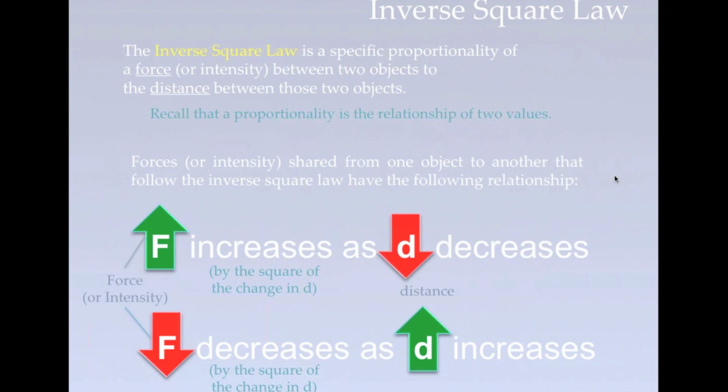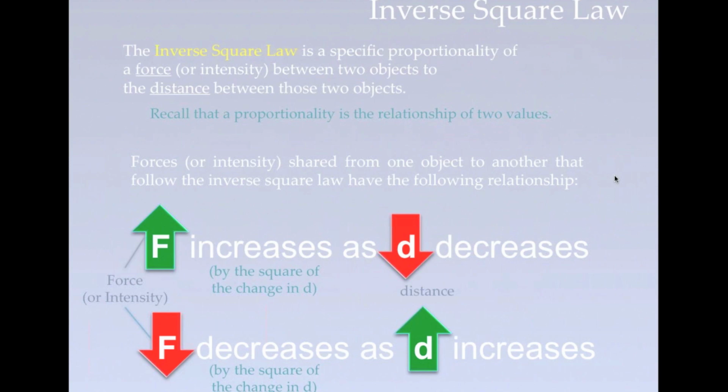The inverse square law tells us about the distance between two objects that share these forces or intensities. For example, if we're talking about gravitational force, then it's the distance between two planets, or the spaceship and the planet. If we're talking about electric force, it could be the distance between an electron and a proton. If we're talking about sound or light, it is the distance between the emitter of that sound or light and the receiver of that sound or light. So all these things the inverse square law relates to.